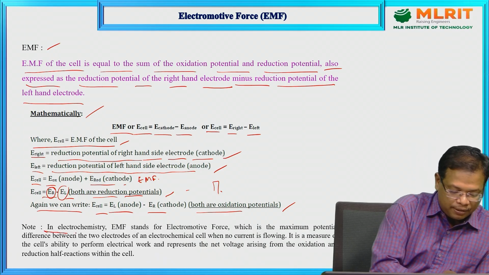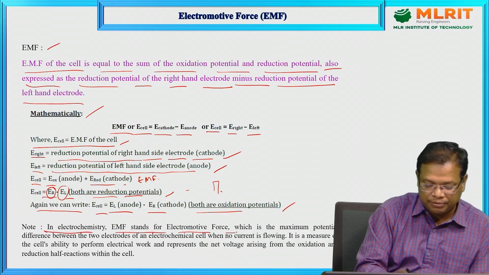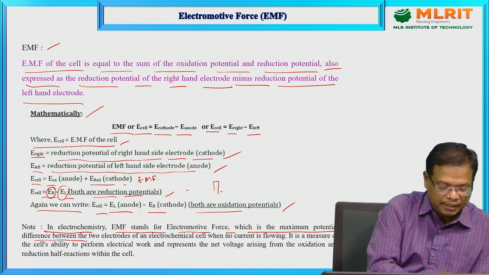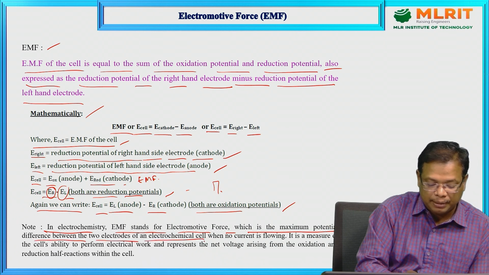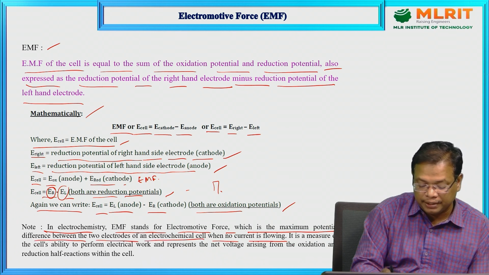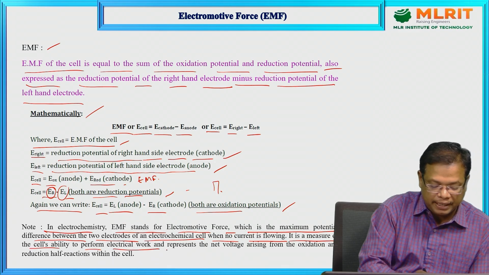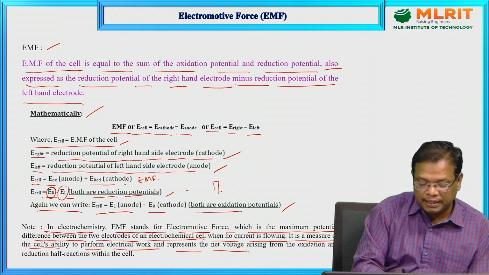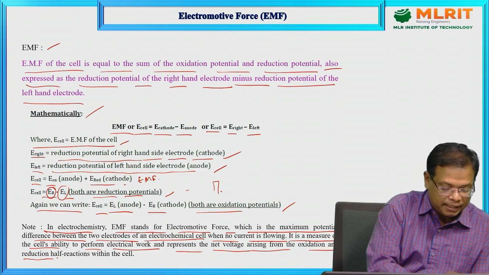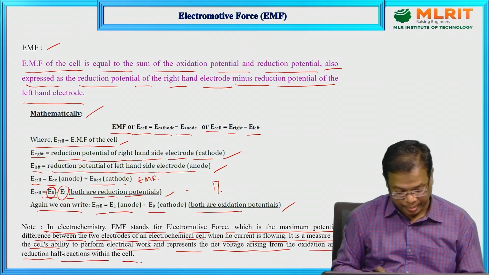Note that in electrochemistry, EMF stands for electromotive force, which is the maximum potential difference between the two electrodes of an electrochemical cell when no current is flowing. It is a measure of the cell's ability to perform electrical work and represents the net voltage arising from the oxidation and reduction half reactions within the cell.